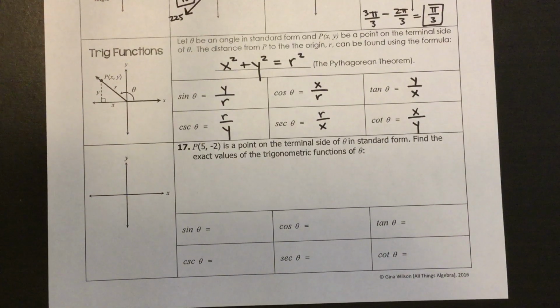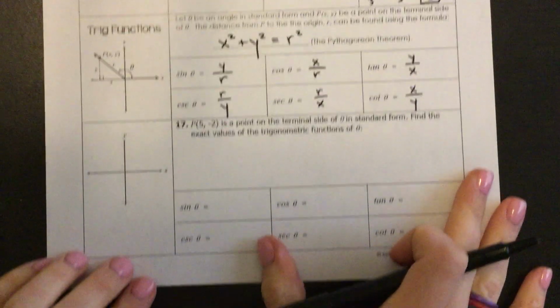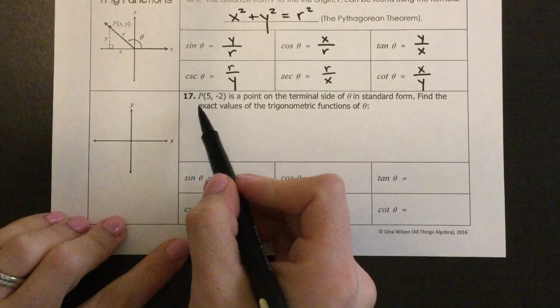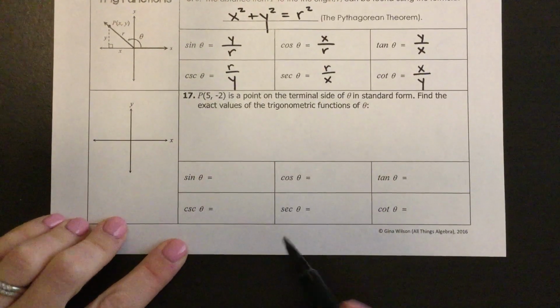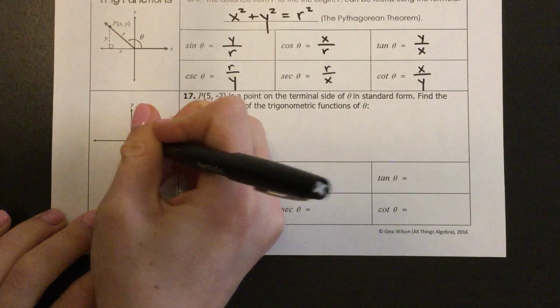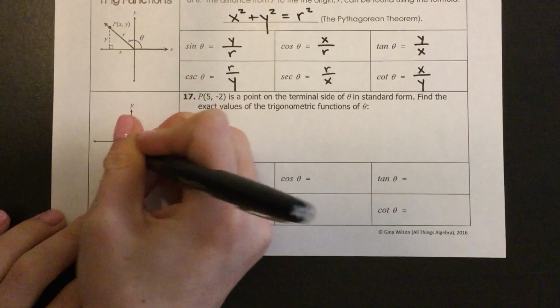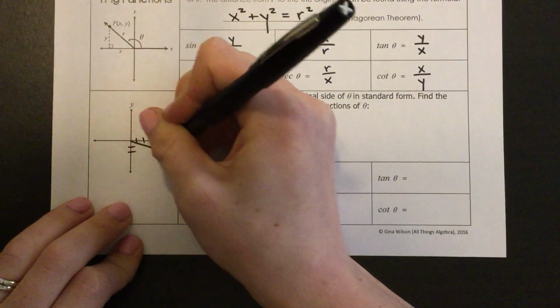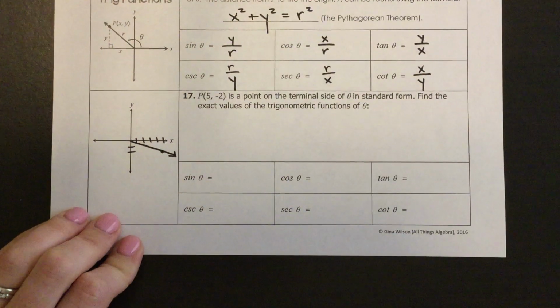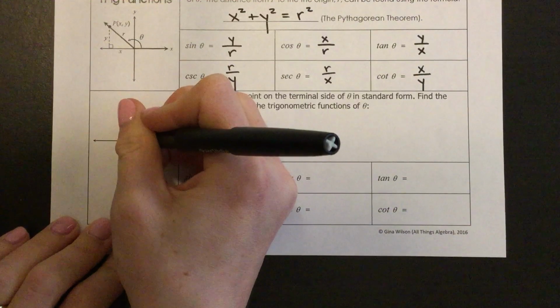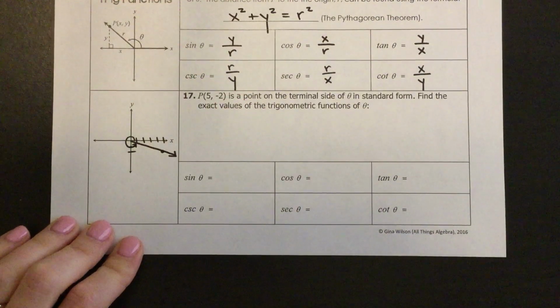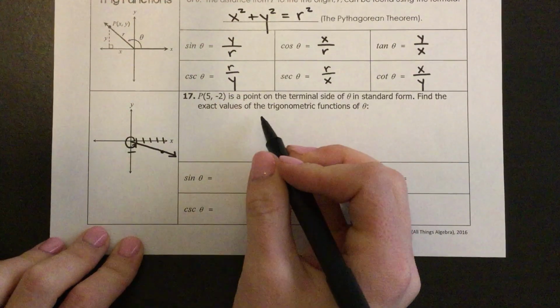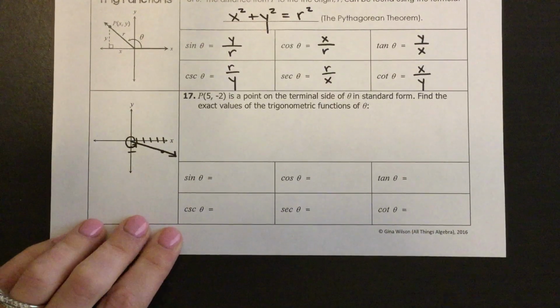One final type of problem, I know this was kind of a big mix of all sorts of different things, is something like this. (5, -2) is a point on the terminal side, so plot that first. 1, 2, 3, 4, 5, -2, so that right there would be a point on the terminal side of an angle in standard form. So this is our angle in standard form. Find the exact values of the trigonometric functions of theta.